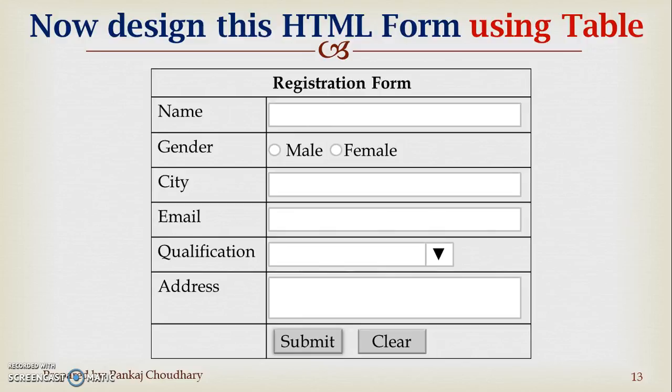Now design this form using a table. It has a name, gender field, city, email, qualification with a drop-down list, address as a textarea, and two buttons, submit and clear. You have to design this form using a table.